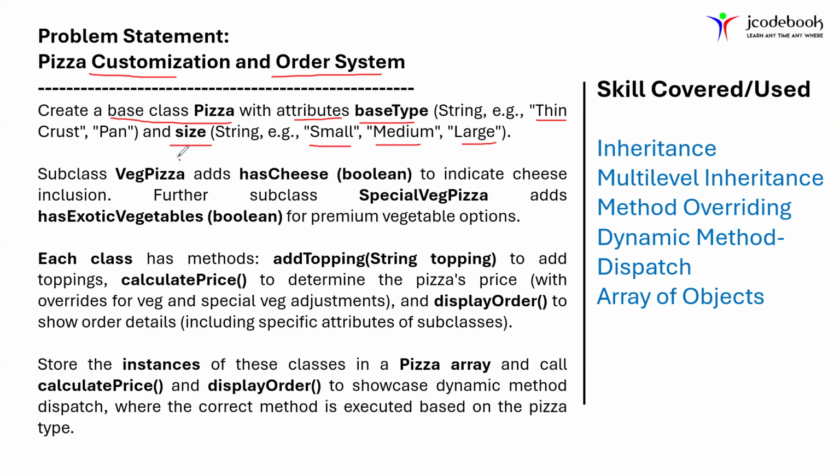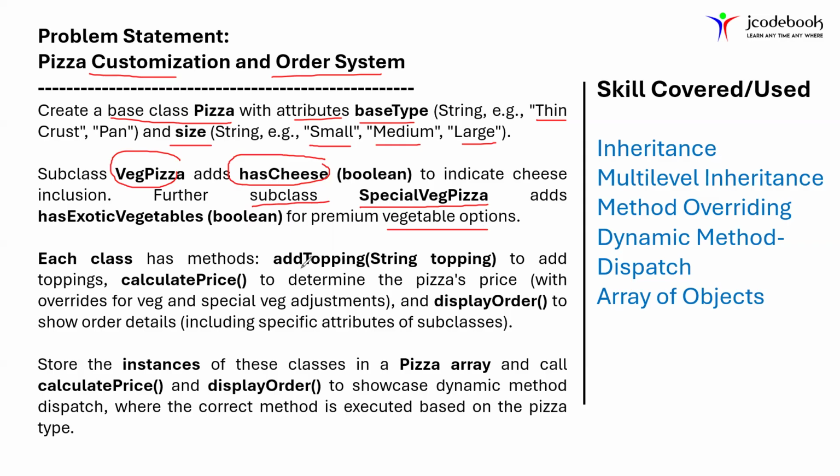You need to create a VegPizza class that adds a special cheese option, meaning it has cheese or not. Then we will create a further subclass of VegPizza, known as SpecialVegPizza, that will give you an option to add more vegetables. So it has an attribute, hasExoticVegetables, for premium vegetable options. So these three classes we will create in order to maintain the multi-level hierarchy.